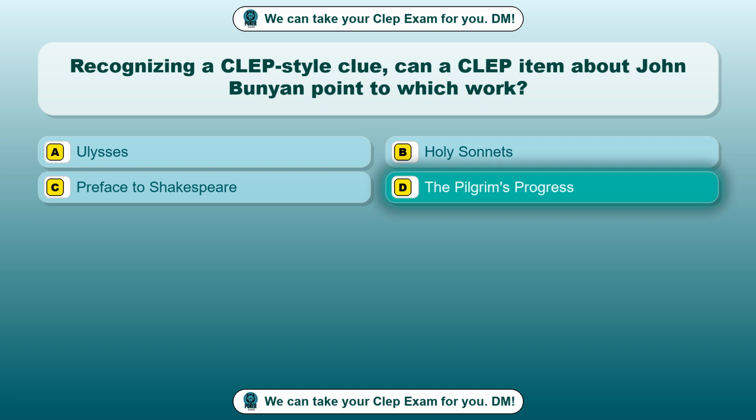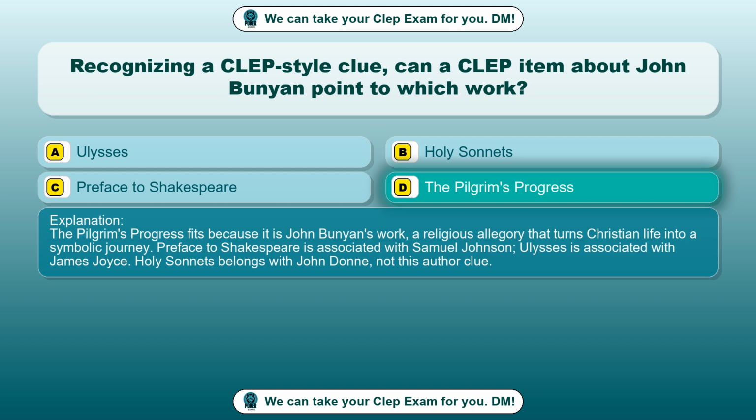The correct answer is option D, The Pilgrim's Progress. The Pilgrim's Progress fits because it is John Bunyan's work, a religious allegory that turns Christian life into a symbolic journey. Preface to Shakespeare is associated with Samuel Johnson. Ulysses is associated with James Joyce. Holy Sonnets belongs with John Donne, not this author.